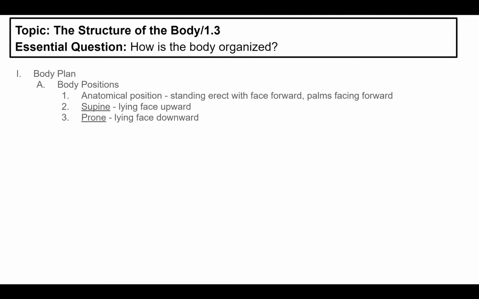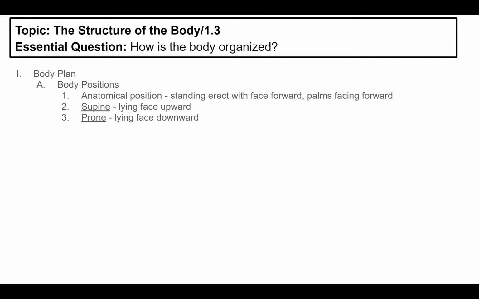So first, let's look at how the body is positioned. The first important thing is, what is anatomical position? When you're just standing there waiting for something, that's not necessarily anatomical position. There's a specific way you stand to be considered anatomical position, and we'll look at a picture of that in a minute, but that is basically standing erect, upright, with your face forward and your palms facing forward.